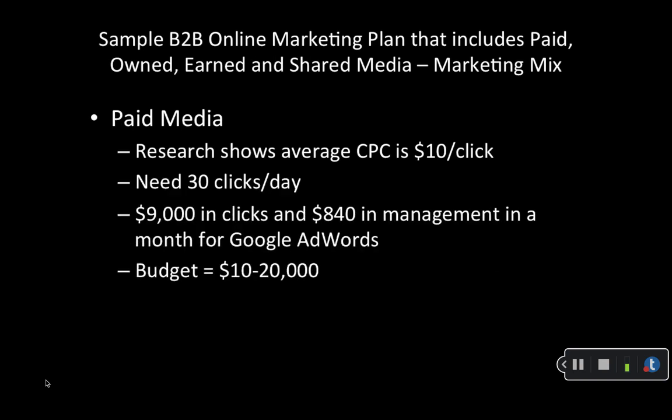So, to determine the proper marketing mix, let's first look at paid media. Let's say research shows that the average cost per click on many of the industry words is about $10 per click. I'd like to get at least 30 clicks per day to give me enough data to make campaign decisions that are statistically significant. So Acme would be looking at about $9,000 in clicks and about $840 a month in management, and that's just for Google AdWords.